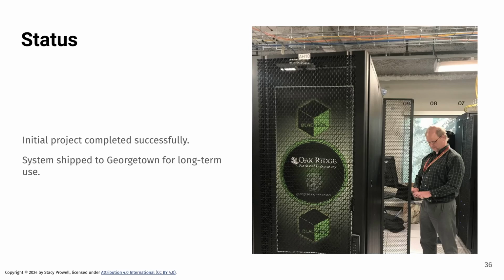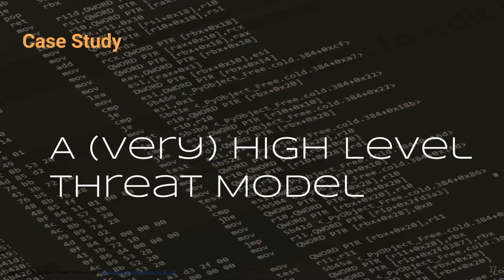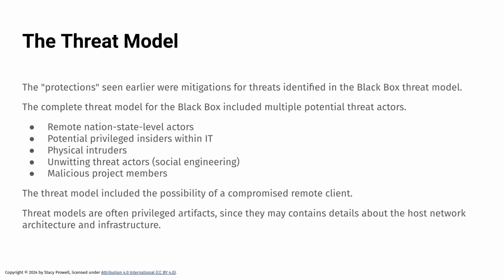What you have to do is build two systems, one of which you can access and one of which is locked away in a way that makes it nearly impossible to get access to. We did a threat model for this. I can't show you all details of the threat model because that exposes information about the lab, but I can tell you a little bit about the high-level threat model. The protections we saw were mitigations for threats that we identified by doing threat modeling on the black box.